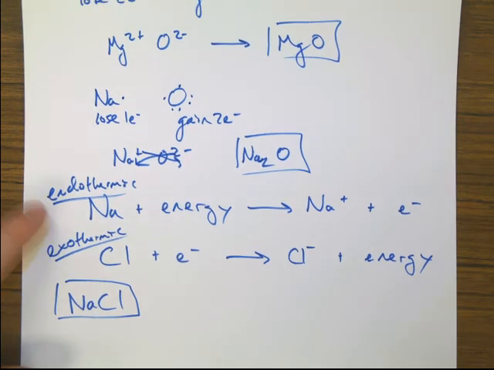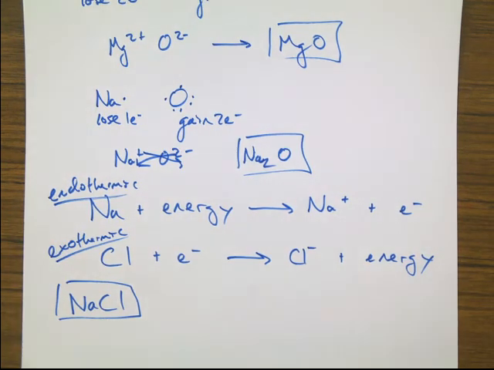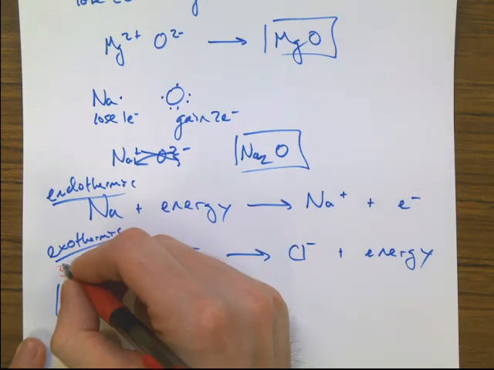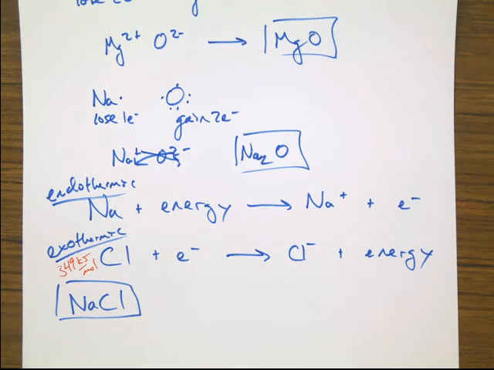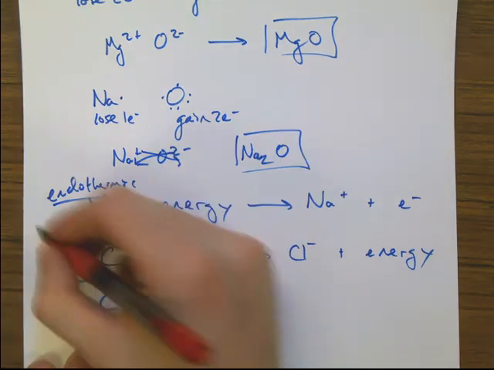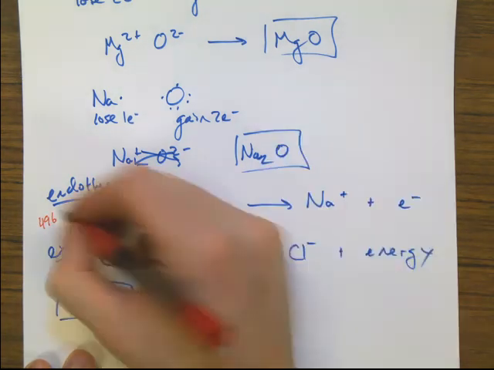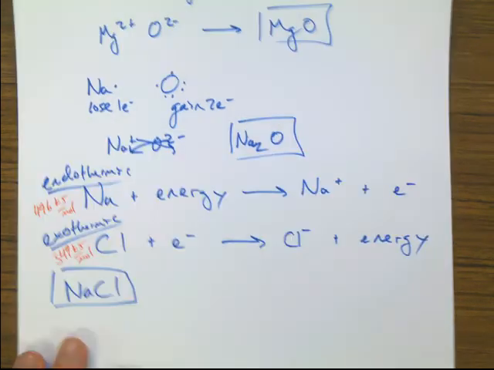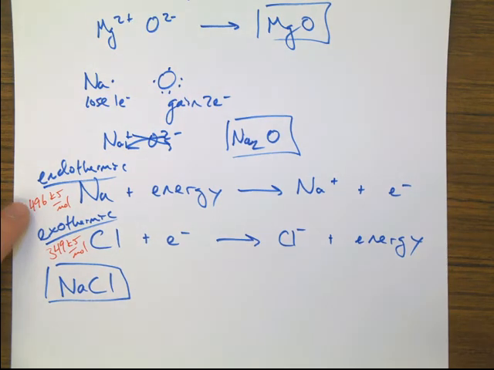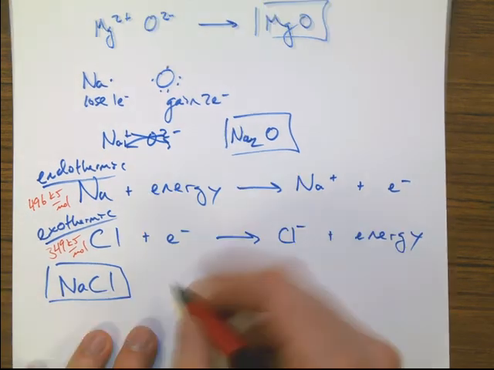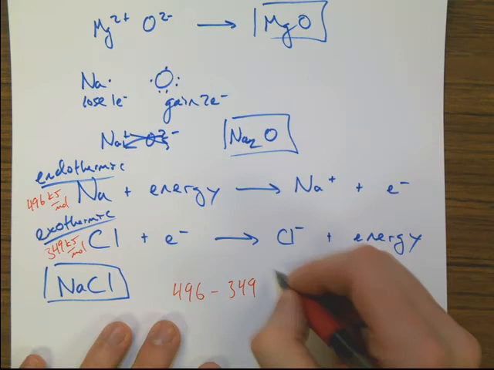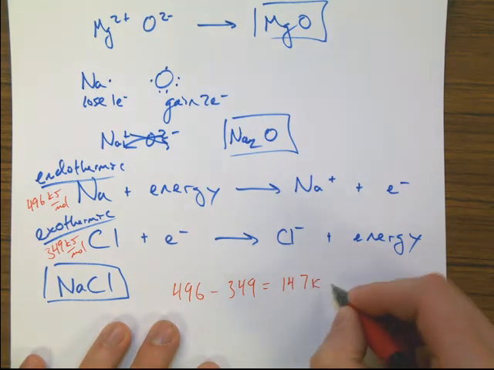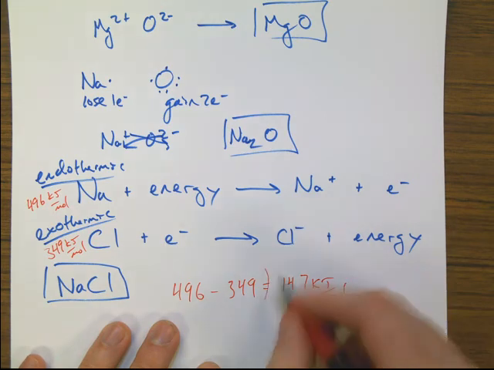Well, what's really fascinating about this, I'm going to write this in red here, is that the chlorine releases about 349 kilojoules per mole. For sodium to lose an electron, it requires 496 kilojoules per mole. Okay, now here's the interesting thing about this. If this is how much is needed, and this is how much is released in this process, 496 minus 349, what you end up with is you still need an additional 147 kilojoules per mole to get sodium to bond with chlorine.